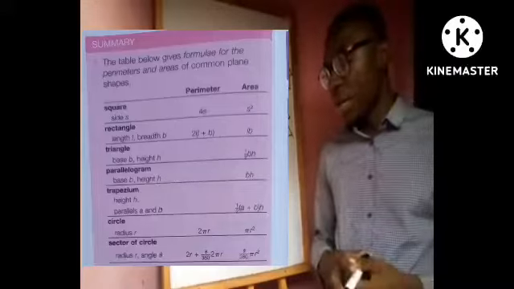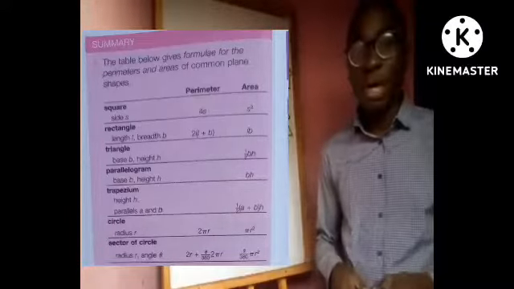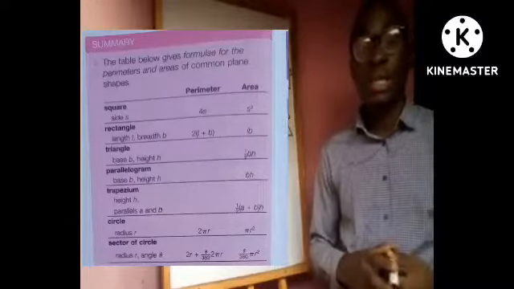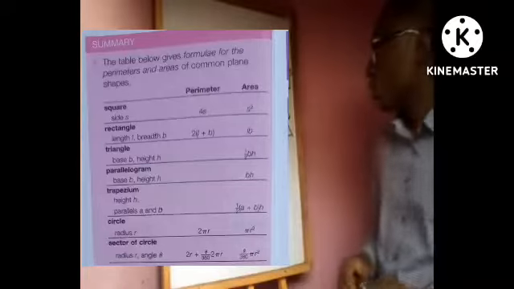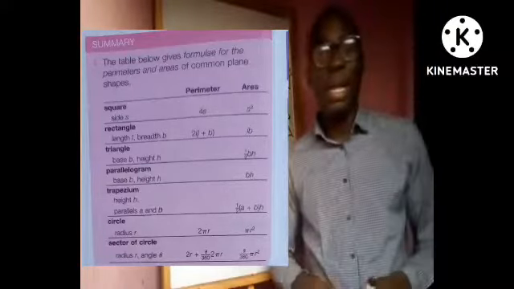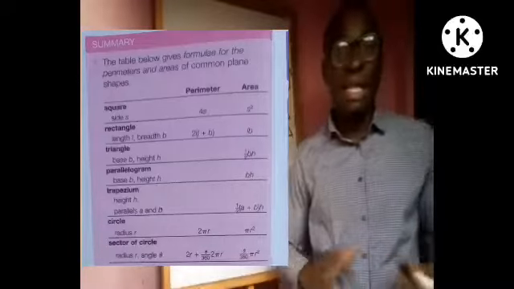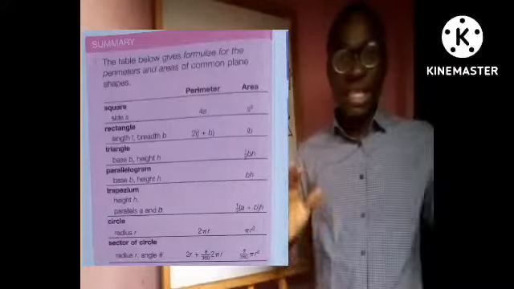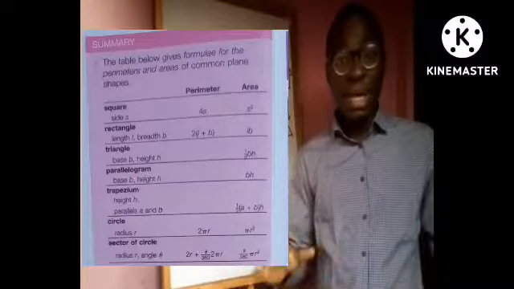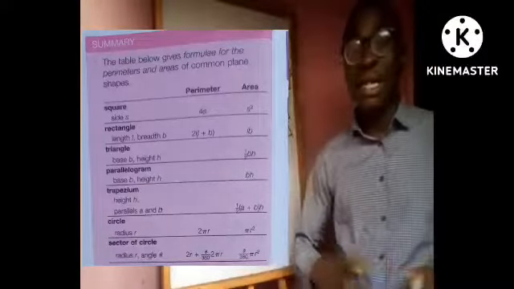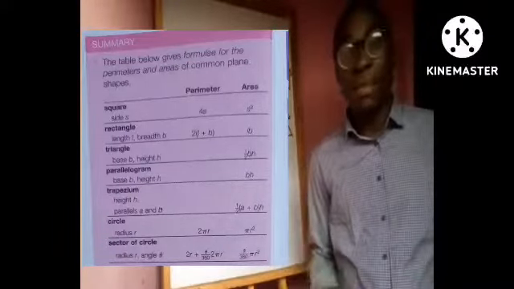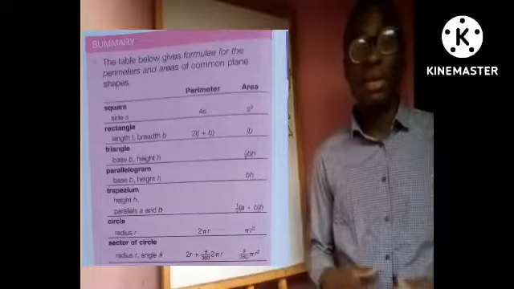Next, let's talk about the parallelogram. The perimeter of a parallelogram is also the sum of the sides, or you can also call it 2(l + b), where l is the length and b is the breadth. So those are the dimensions. In other words, perimeter is very simple to determine in that it simply involves the addition of all the sides and dimensions of such a shape.